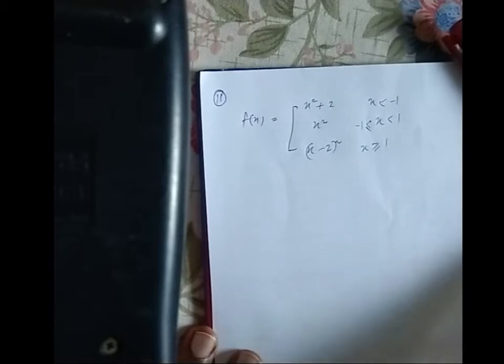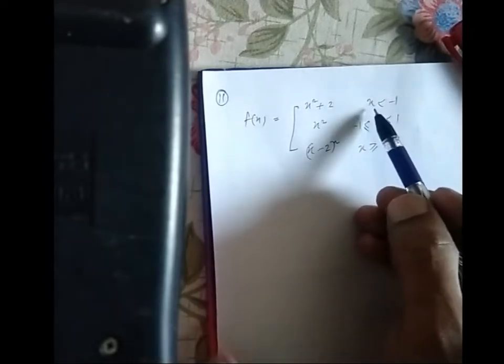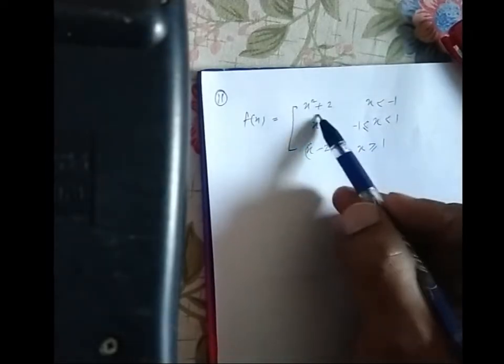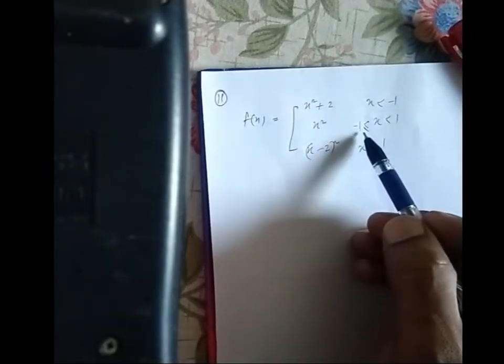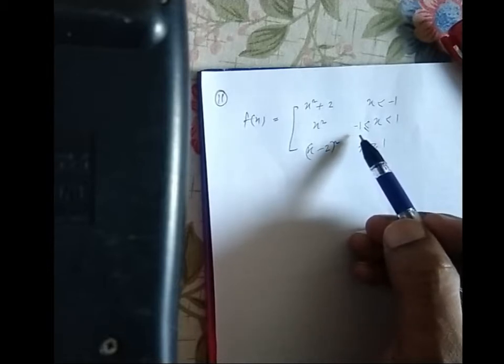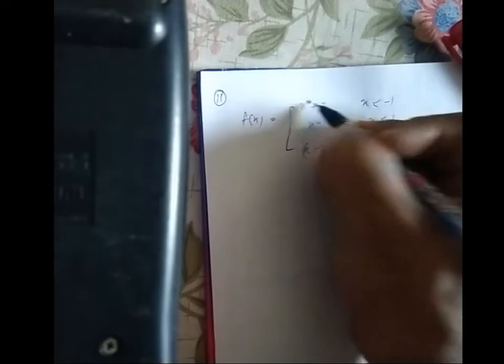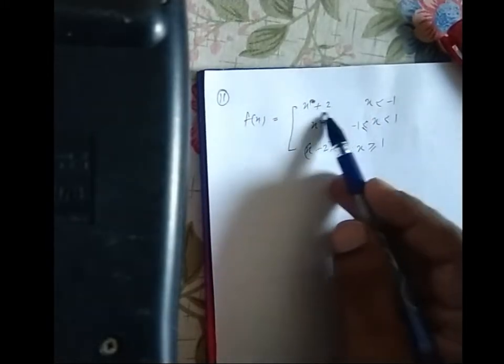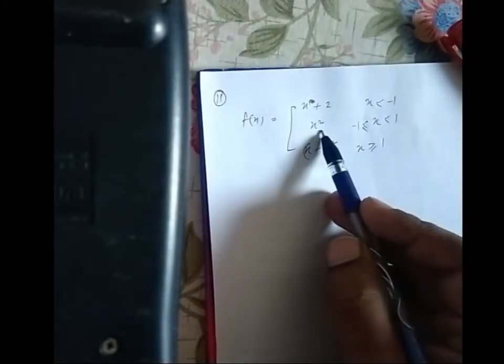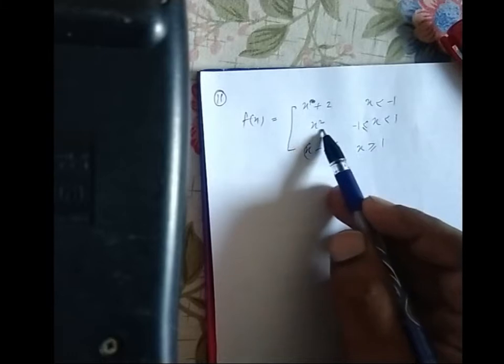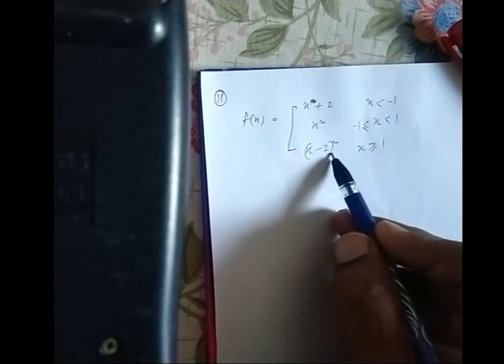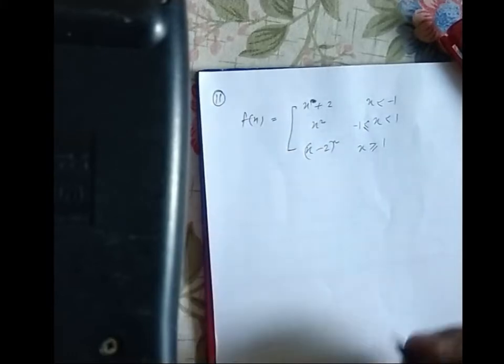so we can see that f(x) is continuous. Since x tends to minus 1, this will tend to 3. Sorry, f(x) is, so since x tends to minus 1, this will tend to 1, x tends to minus 1, this will tend to minus 1, x tending to 1 this tends to 1, and x tends to 1 this tends to 1. So f(x) is always continuous.